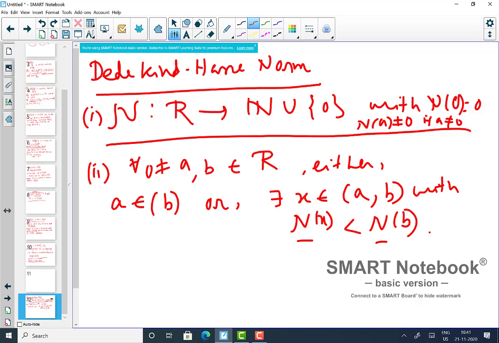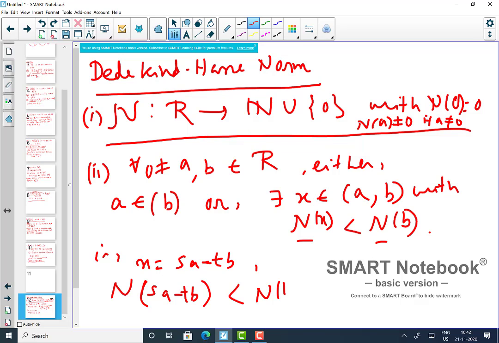Okay, so that is what you can find out. So you can write x equal to something like SA minus TB. This is an element of this ring. Okay, and the norm of SA minus TB, why I am writing this minus, you will understand immediately after a minute, is less than the norm of B. This is the meaning of this statement. Okay.